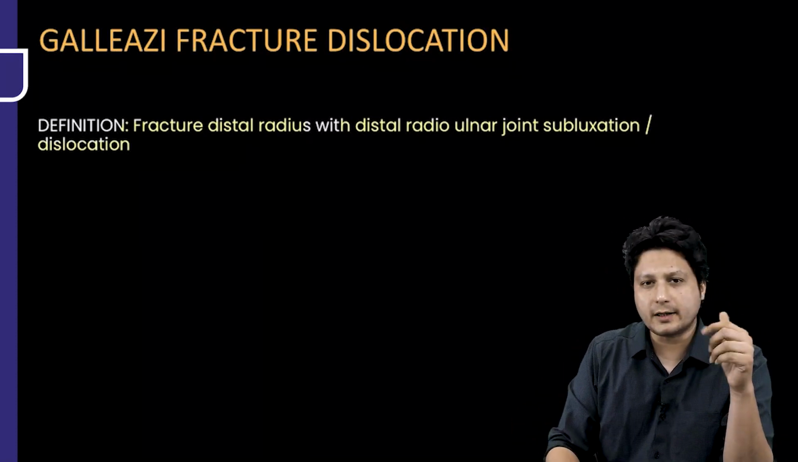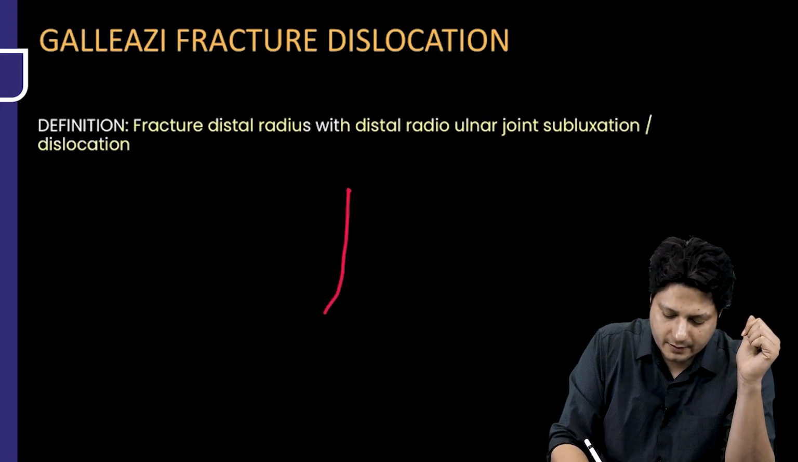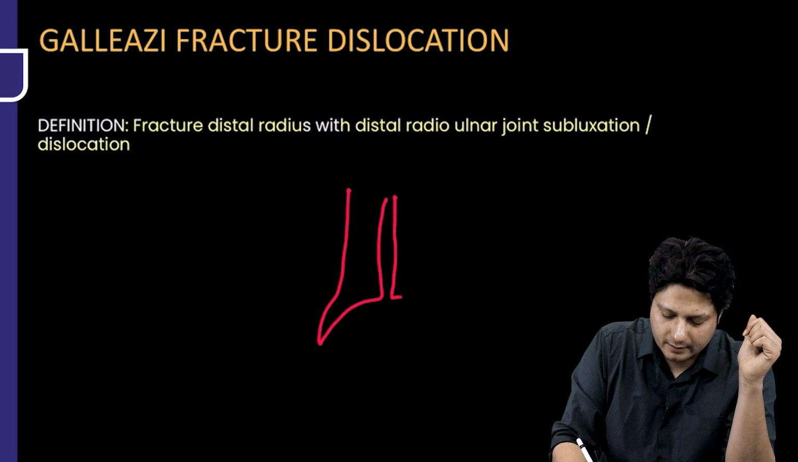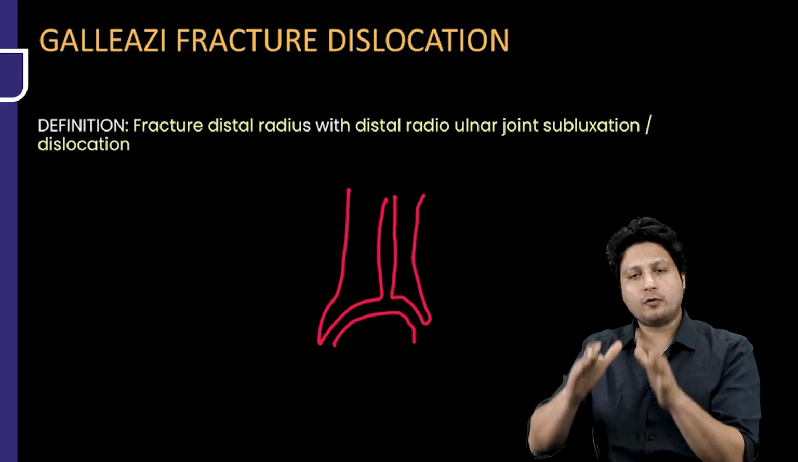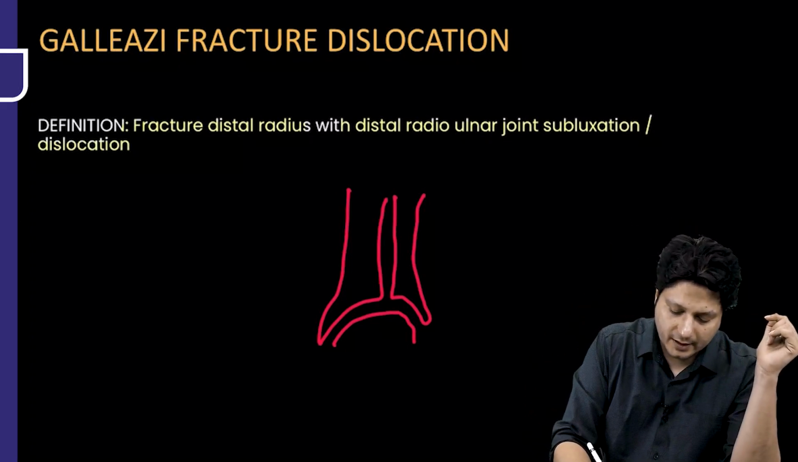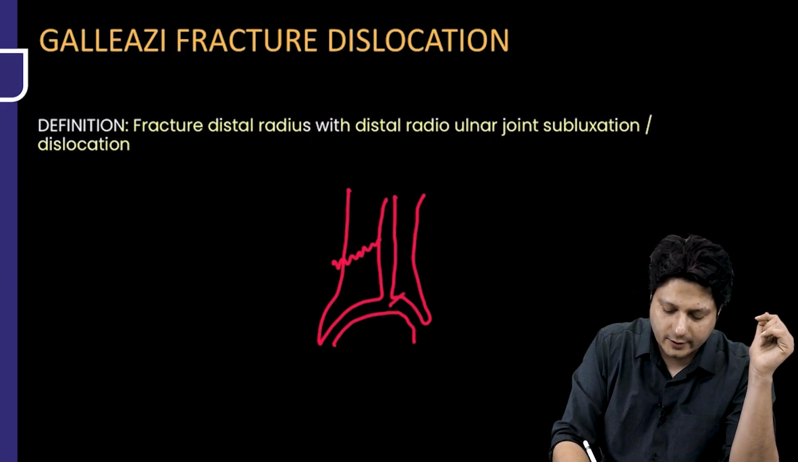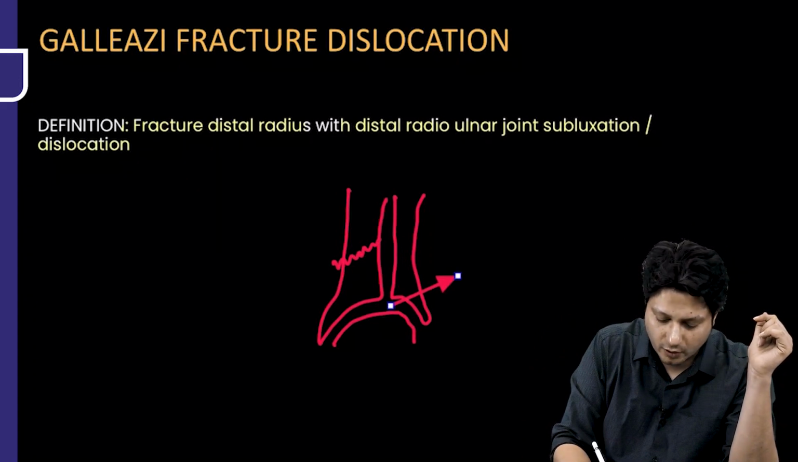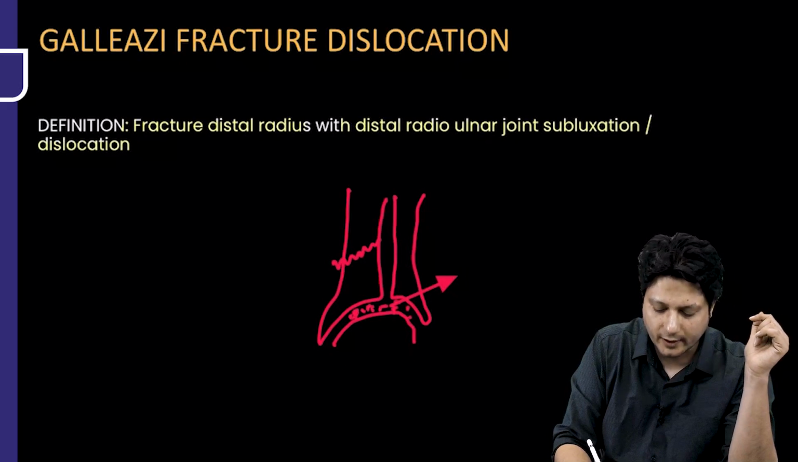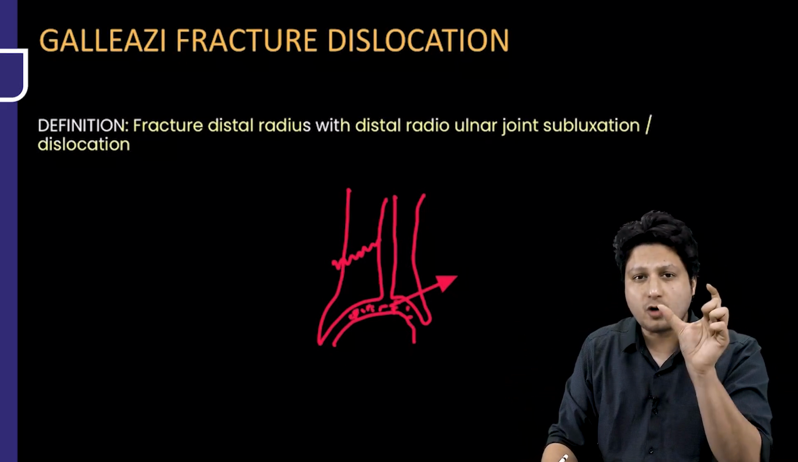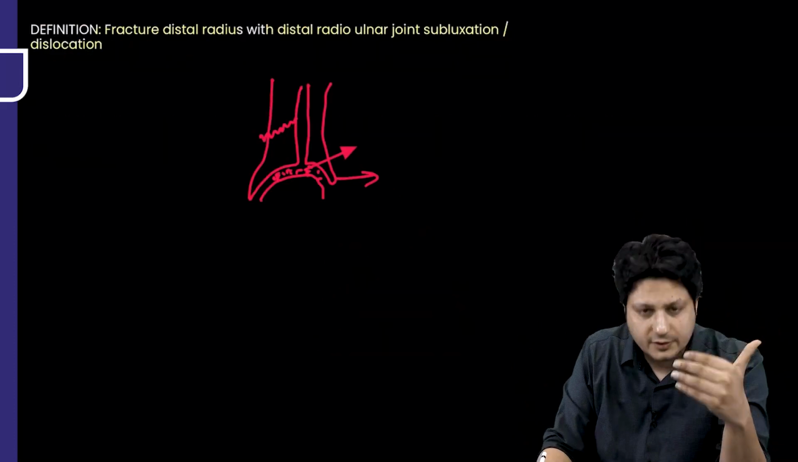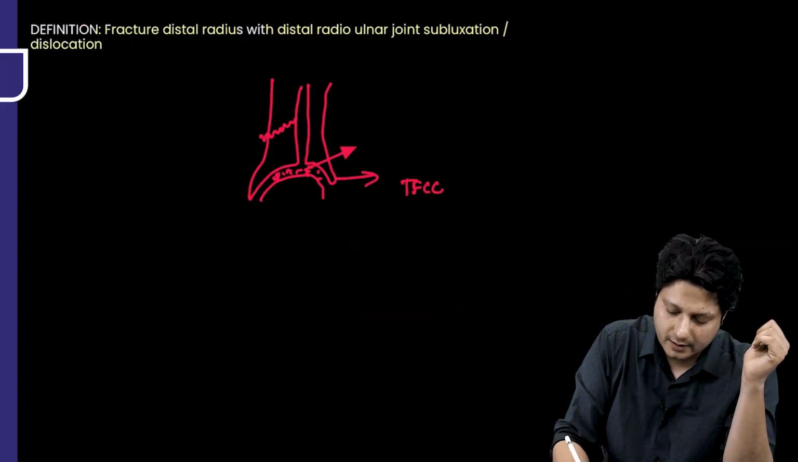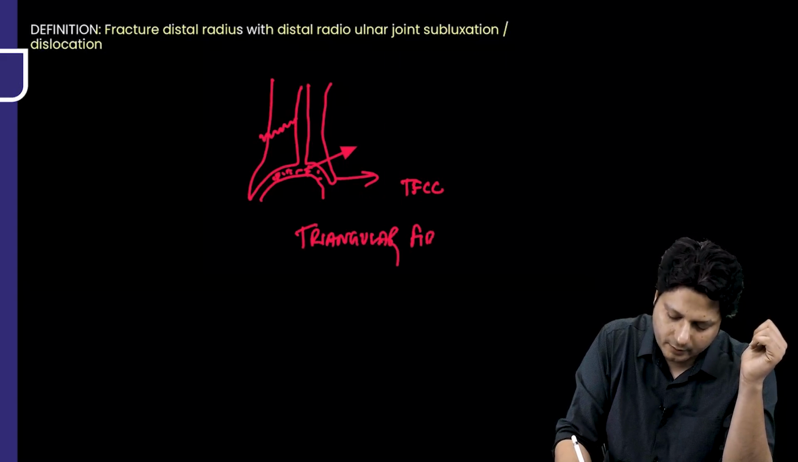Now, one thing is important related to Galeazzi also. Imagine this is the distal end of the radius, and here there is the distal end of the ulna, and here we have the wrist joint. So you should also be aware of the anatomy of the wrist. Imagine if there is a fracture in the distal radius with distal radio-ulnar joint subluxation, then all the soft tissues which are present inside the distal radio-ulnar joint could also be injured. So the important soft tissue that you should be aware of in the wrist joint is the TFCC, that is the triangular fibrocartilaginous complex.